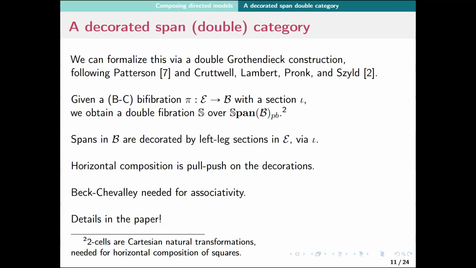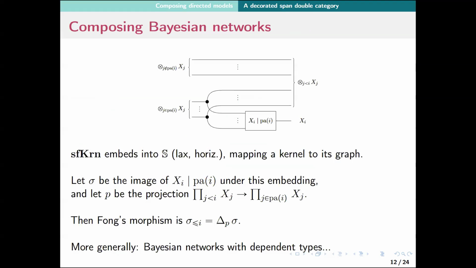Horizontal composition is by pull-push. It's exactly what I showed you. And then we need this Beck-Chevalley condition for the associativity. This does exactly what I wanted, and it's quite nice because it has this type-theoretic structure. In particular, we can recapitulate this construction of Brendan's exactly in the way I said, and that works very nicely. The way to do that is to say, okay, I've got kernels.